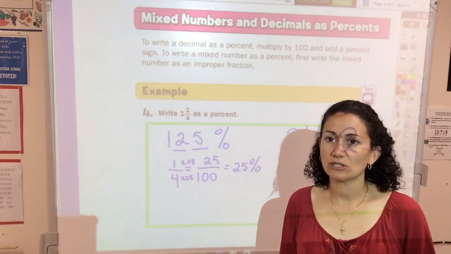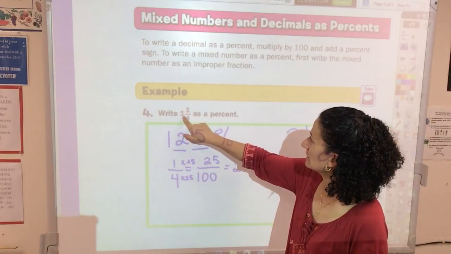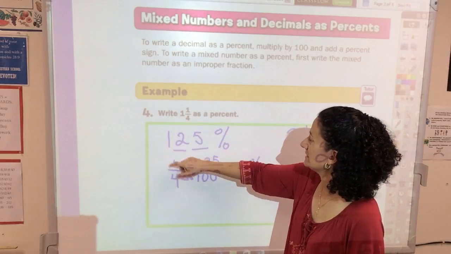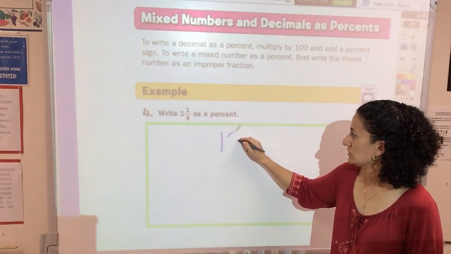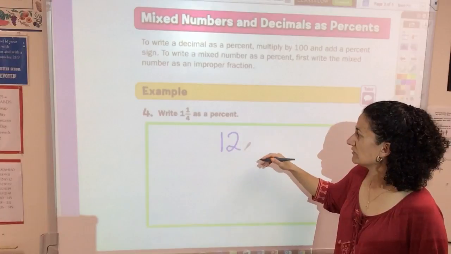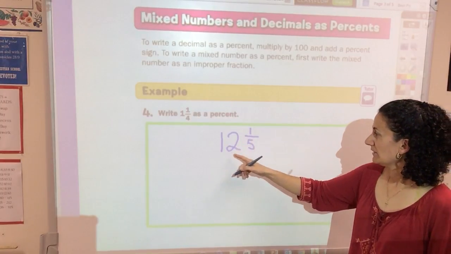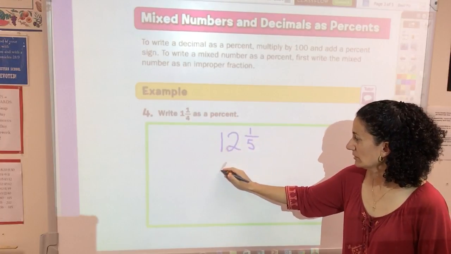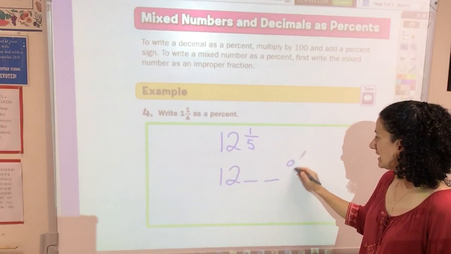If that makes sense to you and you want to use that method, that's great. But hopefully you can see the shortcut. If you have a whole, then that's going to be in your hundreds place. Let's look at what happens if you have, say, a 2-digit whole number. Let's say you have 12 1/5, for example. Well, then I know this was my 100, so this is going to be my 1,000. So I'm going to have 1,200 something percent.